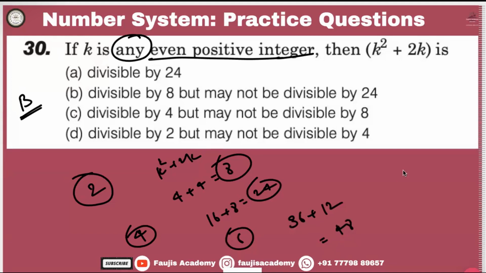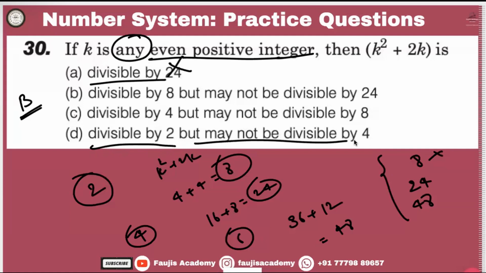So what are the numbers we have got? These are the numbers we have got. Is it divisible by 24? All the numbers need to be divisible by 24. No, it is not divisible. That means this is gone. Divisible by 2, but may not be divisible by 4. Yes, it is divisible by 4. You pick up any number, 8, 10, 12, or any number and just put it over here, it will be divisible.